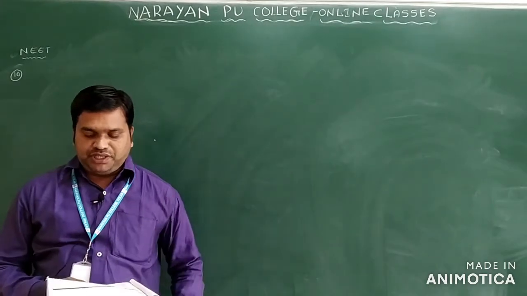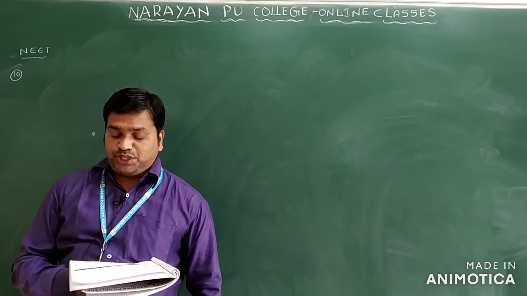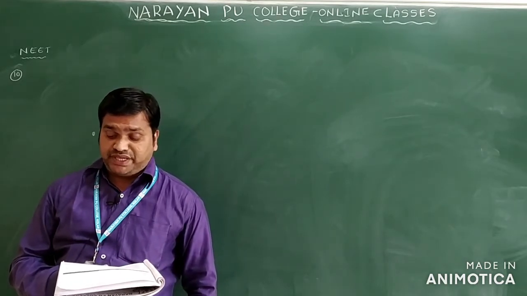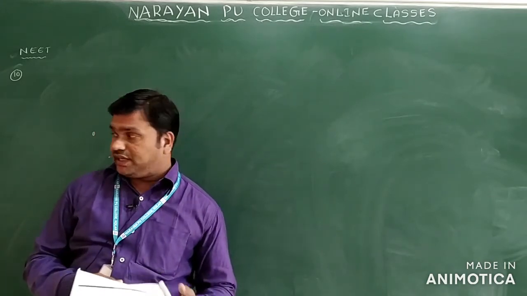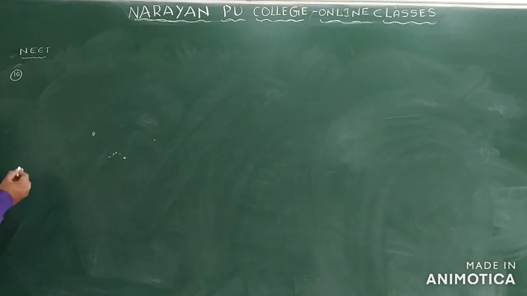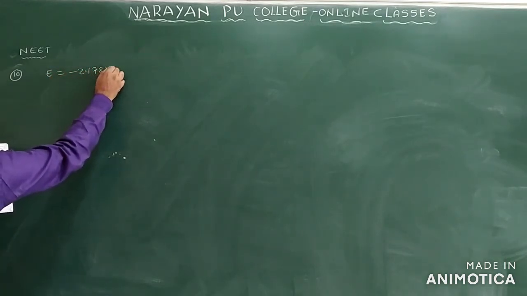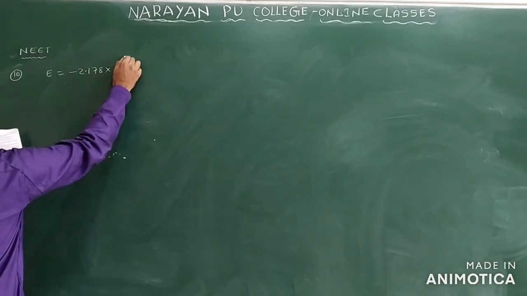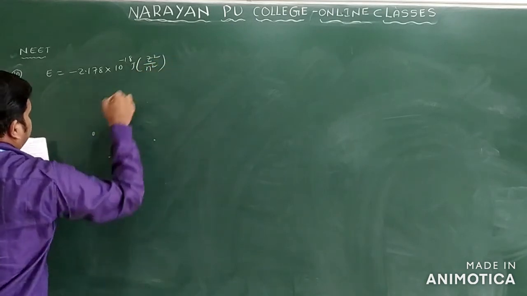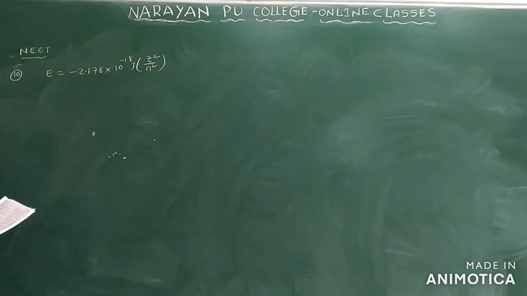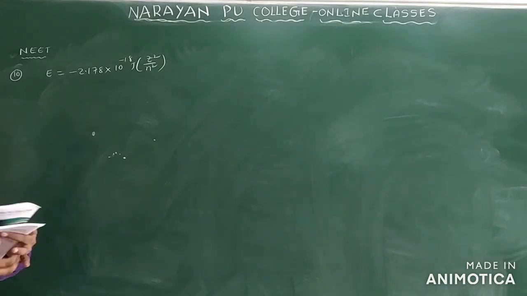So the next question, number 10. Based on the equation E is equal to minus 2.178 into 10 power minus 18 joules times Z square by n square, certain conclusions are written. Which one is not correct? So we will take question 10. Which of the following is not correct?